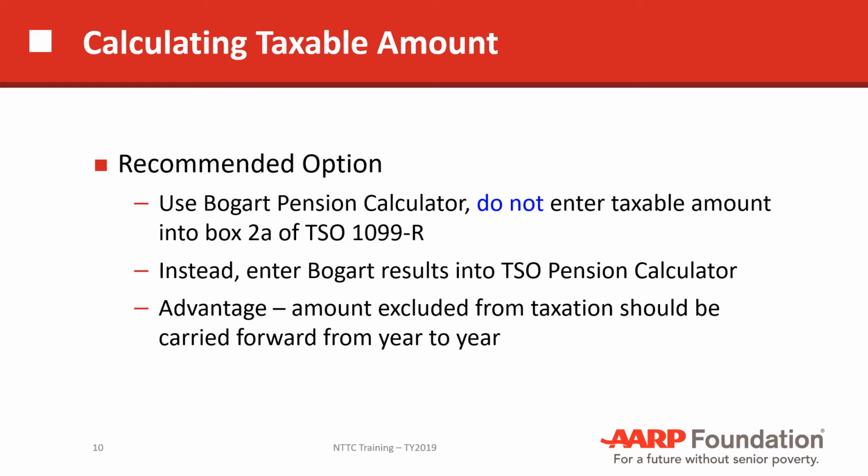TaxSlayer pension calculator. And the advantage to that, of course, is that this will then, from that point forward, take the excludable amount automatically in future years will be deducted from the taxable amount. So I don't think anybody's actually seen this work. We've been promised by the TaxSlayer development people that this will in fact work in future years, but we really have no proof of that at this point, so we're kind of keeping our fingers crossed that will be the case.